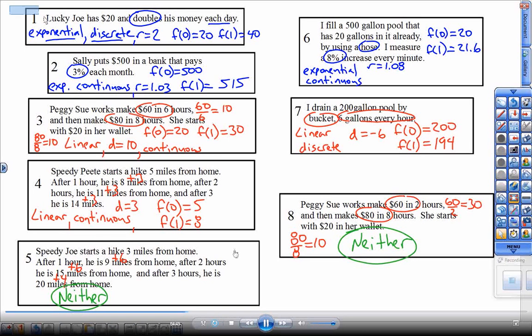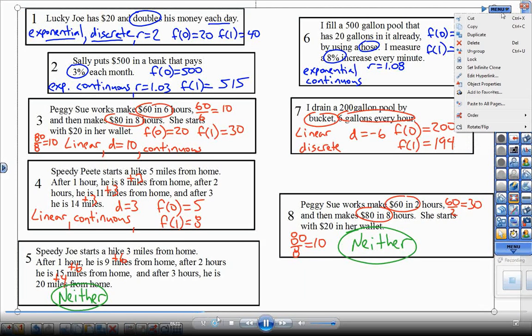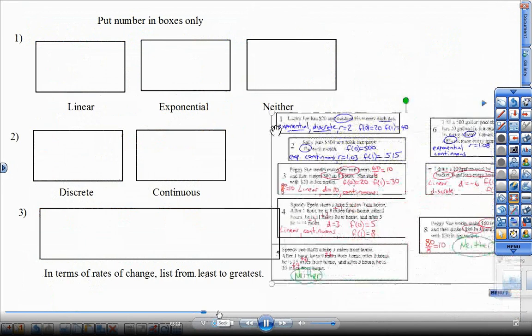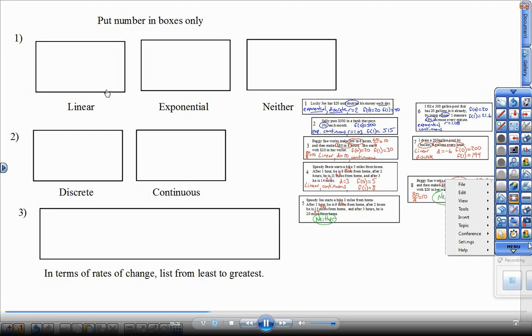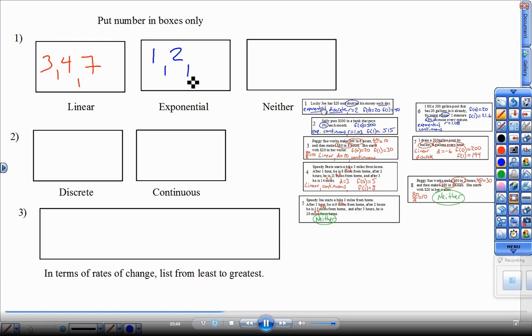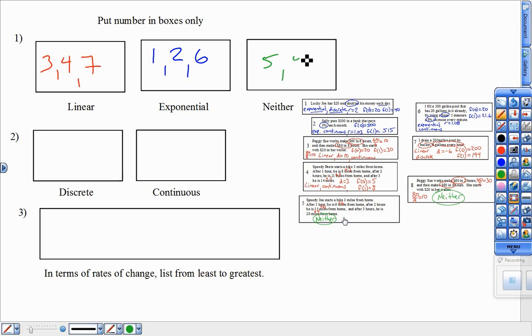All right, the next problem has you identify them by linear, exponential, neither. So I'm going to shrink this down and paste it right here so I have it as a guide to look at to help me out. Again, all my linear ones are these ones with D's. So that would be problem number 3, problem number 4, and problem number 7. Those are all linear. Not timesing, not percents. The same constant rate all the way through. My exponentials are my doubling, tripling, halving, or my percent problems. So that would be 1, 2, and 6. And my neither are problems 5 and 8.